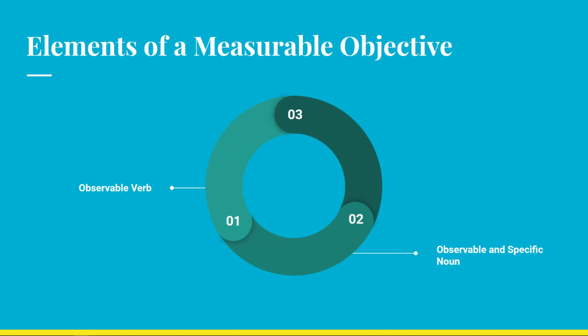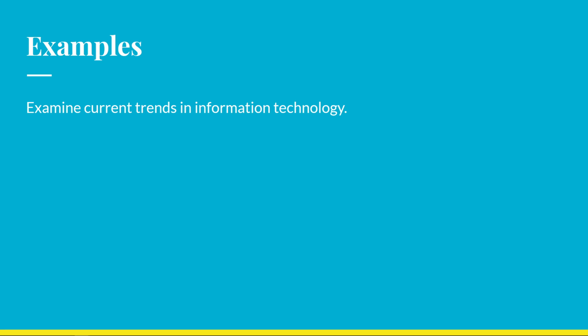The third element of a measurable objective is providing a concrete context under which the desired behavior should be observed. Adding a concrete context or condition makes the objective more specific and therefore easier to measure. Let's look at some examples. The first objective states, examine current trends in information technology. Is it measurable? The verb examine can be too broad to measure.